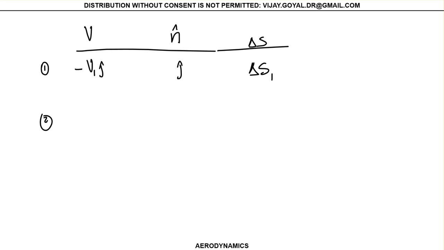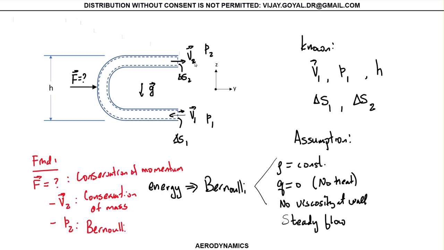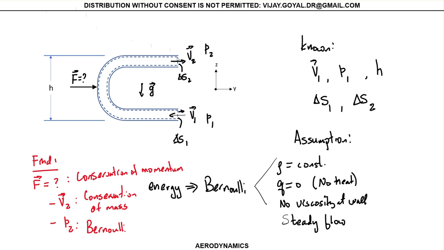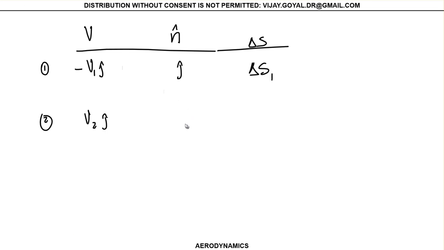Now in opening number 2, V goes in the same direction of Y, so this is V2 in the direction of J. The unit vector is also going in this direction. Remember, it's normal to the surface. Here it was going also in this direction, but it has to go outwards, always outwards, not inwards. So this is also going to be J, and the area is delta S2.